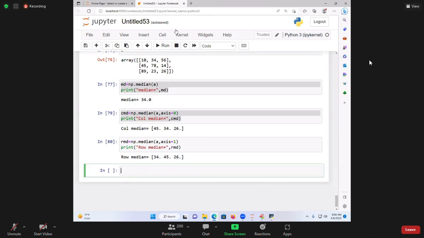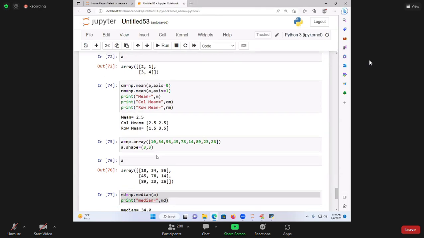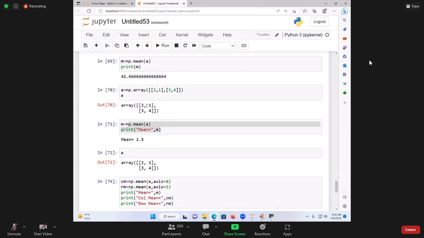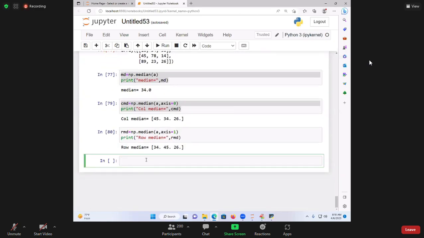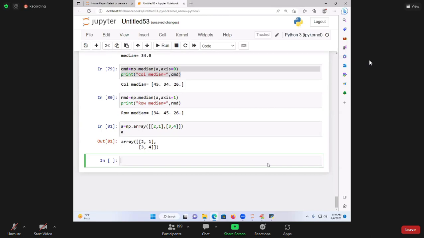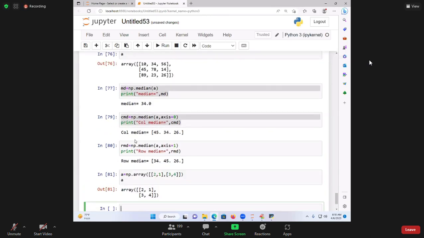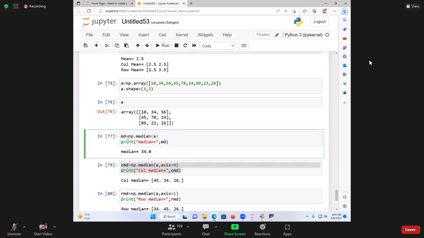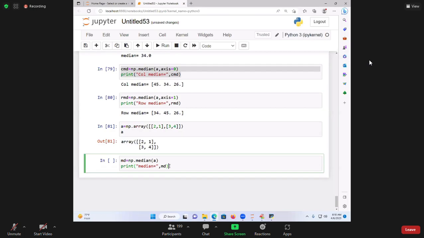Now, online students, I'll go for odd and even numbers. Now I will take a small matrix once again for your easy calculation purpose. I will take it, students, like this. Print this A. How many elements are there? An even number of elements. What I do now is get the median.